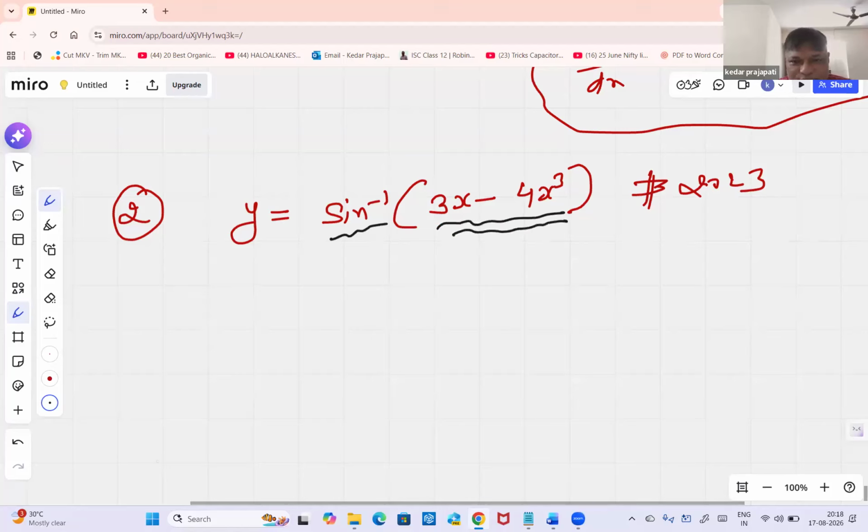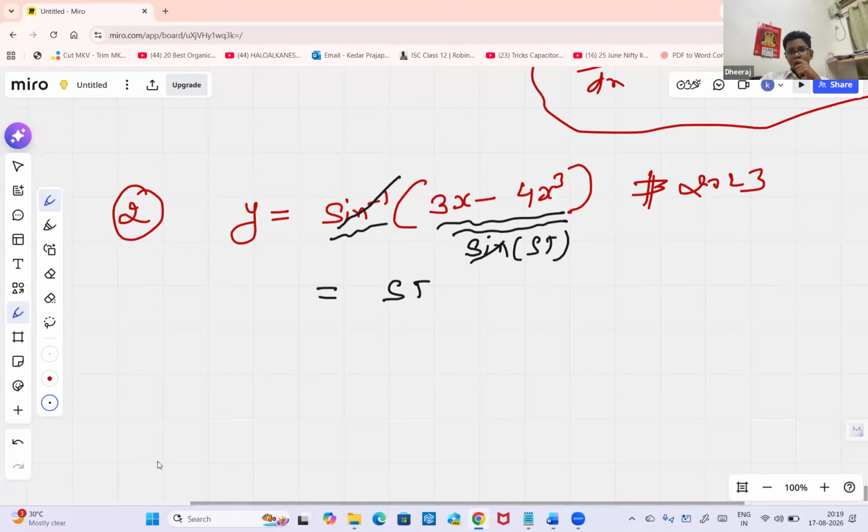You will try to solve this expression. Right? And what will be this expression? This expression will be in terms of, suppose here it is sine inverse. So this expression, 3x minus 4x cube, you will try to bring it in the form of sine of something, so that this sine inverse and sine will get cancelled and the expression value will be something. Then you can find the dy by dx of something and that will be the answer.